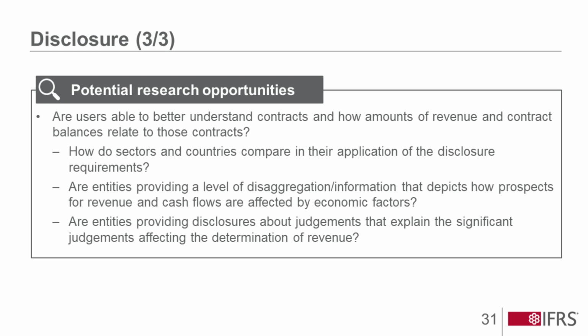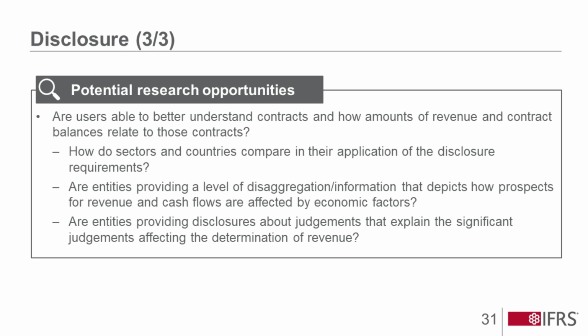So beginning with, for example, how do the sectors and countries compare in their application of the requirements? What is the nature and extent of disaggregation of information about revenue that's provided? Thinking, for example, about variable consideration, the contract balances, or the costs to obtain and fulfill a contract. What insights can researchers give about the usefulness of the disclosures, about entities' judgments and estimates? Mary's mentioned how important it is getting an entity view that involves various judgments and estimates. What can researchers tell us about those disclosures and the factors that are associated with making those disclosures more useful?